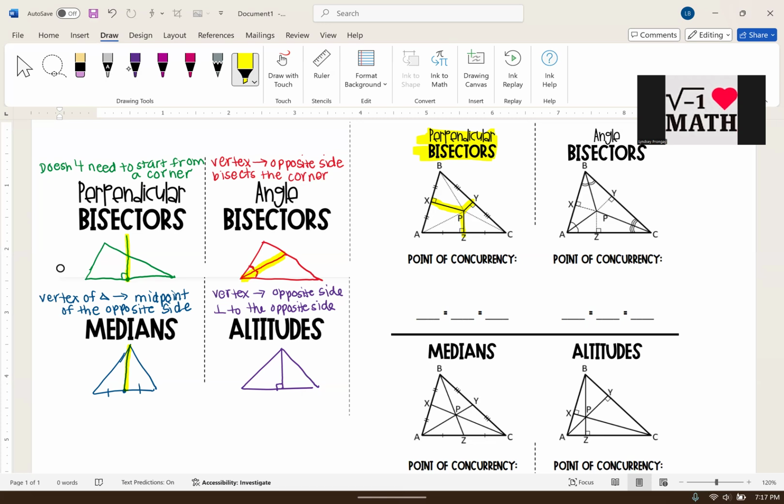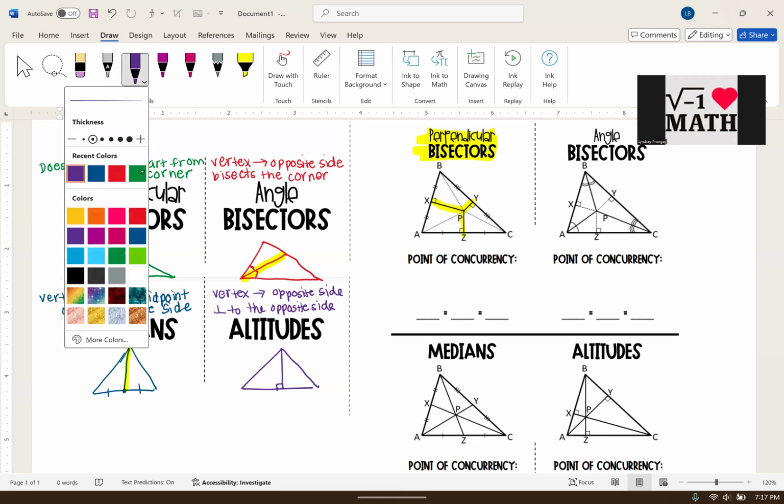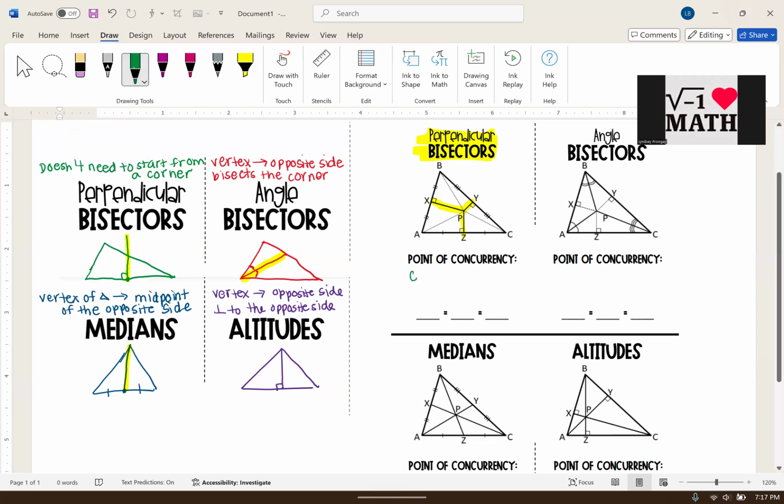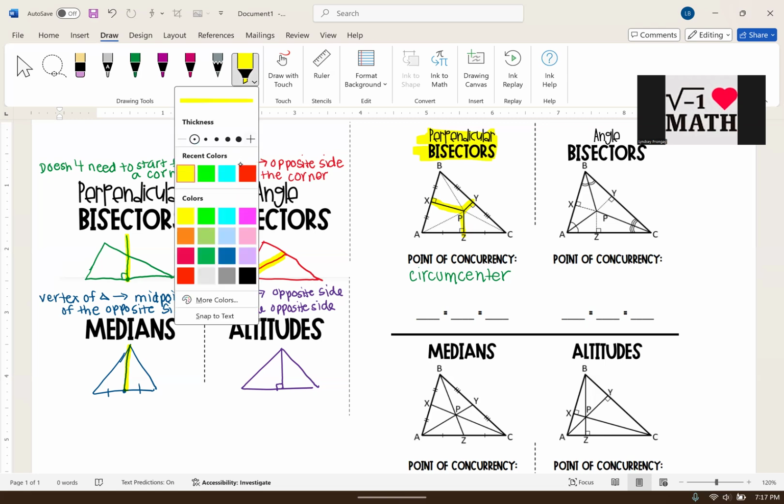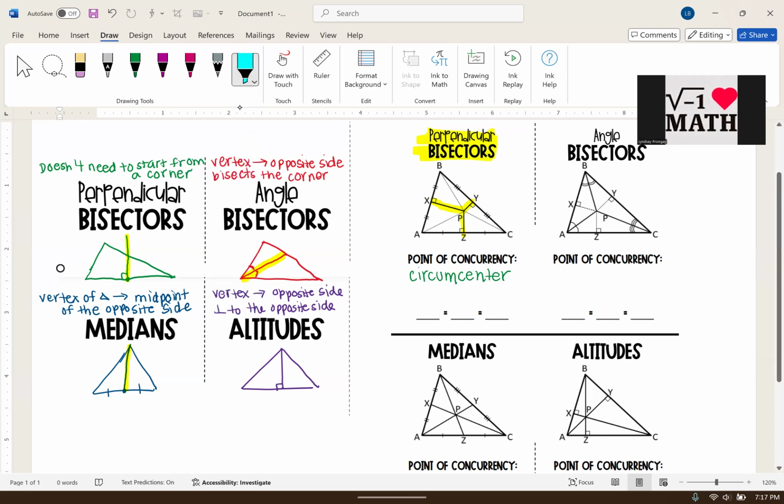The point of concurrency, where they intersect, has a special name, in this case called the circumcenter. And for reasons that we will talk about later, what happens with the circumcenter is if you look at the distance from the circumcenter to all the corners of the triangle, so AP, BP, and CP, all of those distances are the same. So we're going to say AP is equal to BP, which is equal to CP.